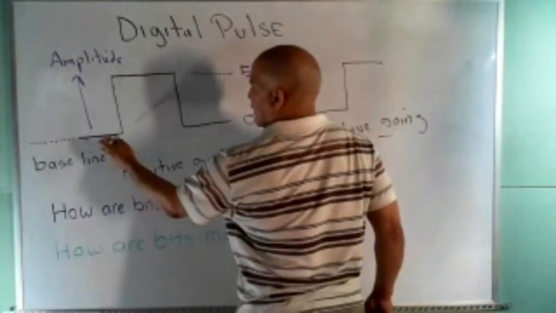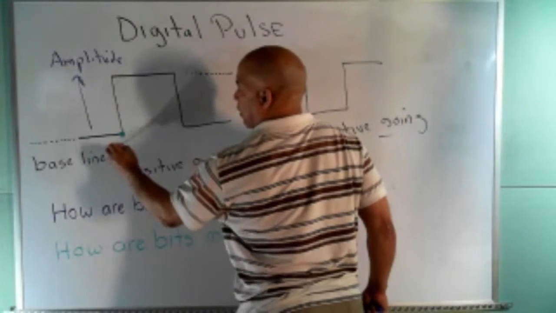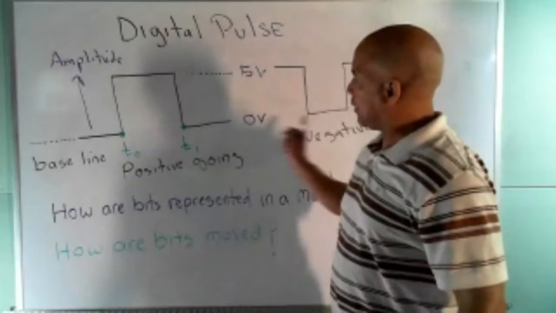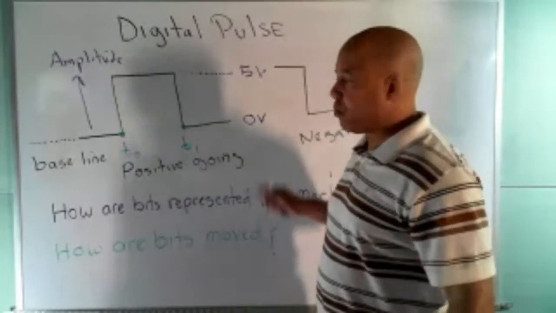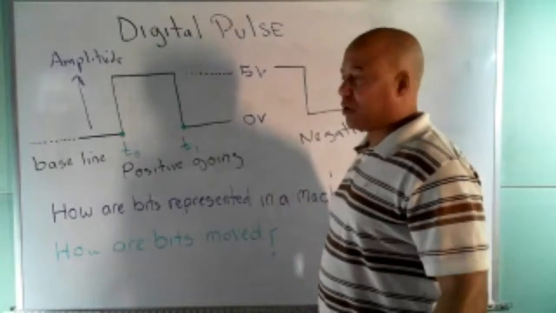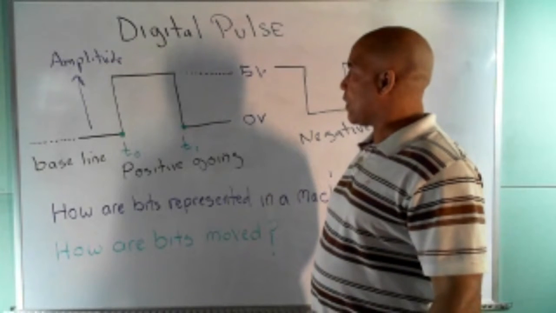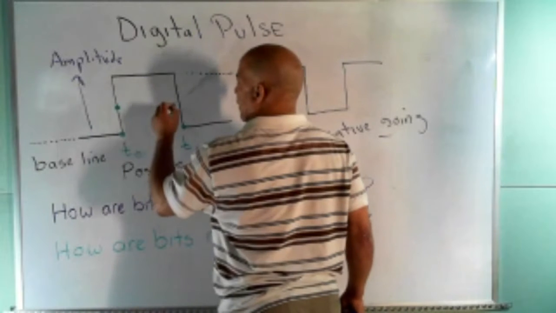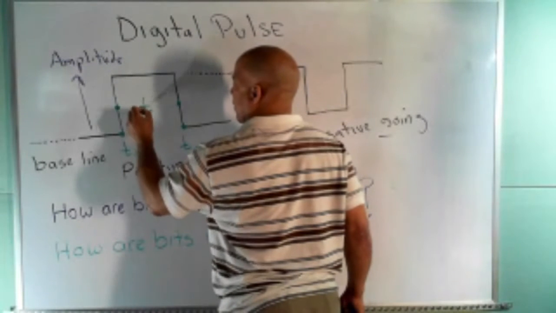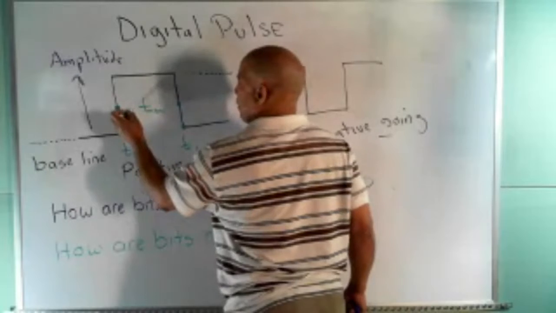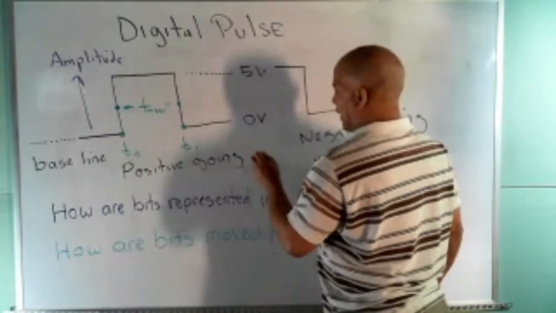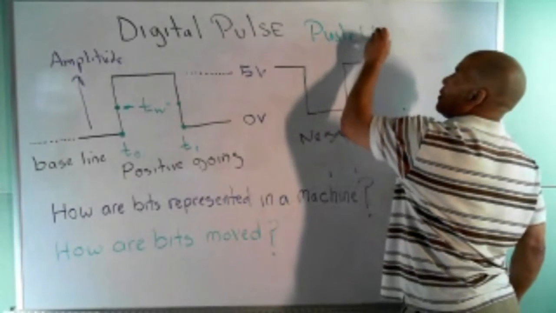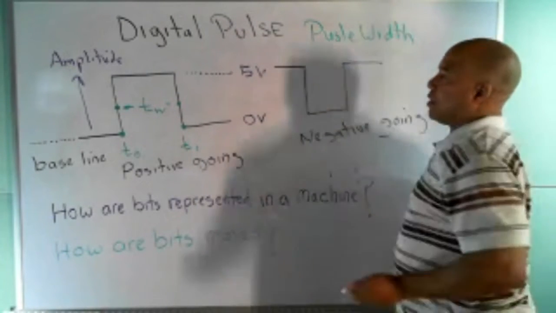I have these times right here. I'm going to put a dot right here and call this T0, and here call that T1. And so on the bottom, if you imagine a horizontal axis here, we got time on the horizontal axis. In here, I can measure from this point to this point. I'm going to call that T sub W, from there to there. And that's called the pulse width. The pulse width.